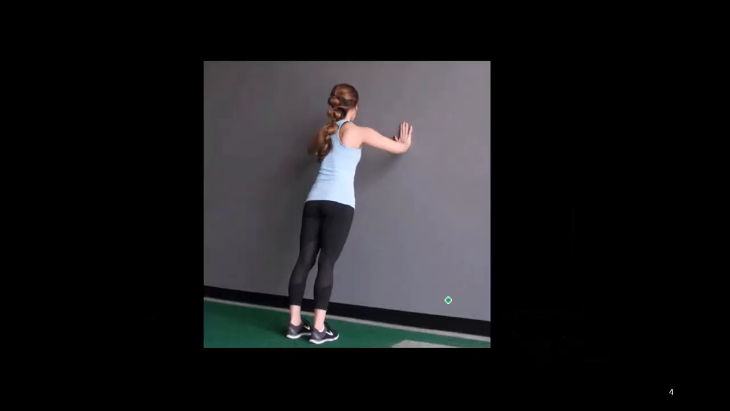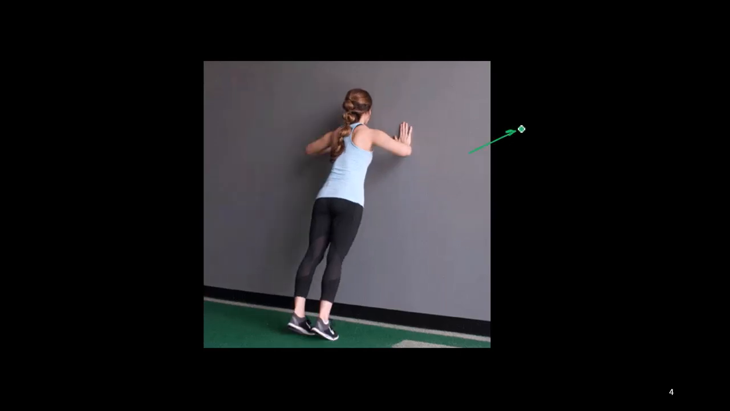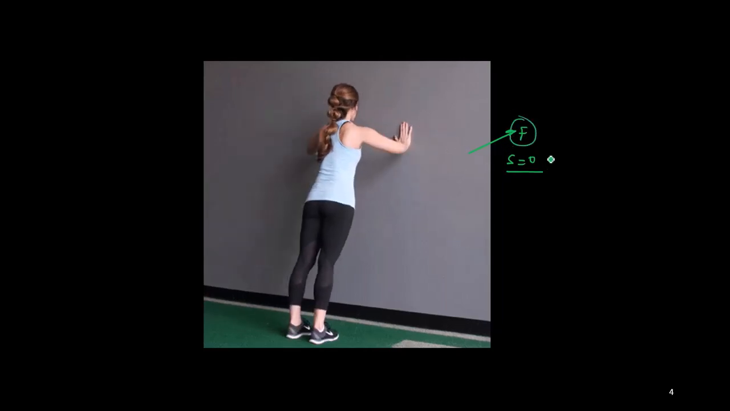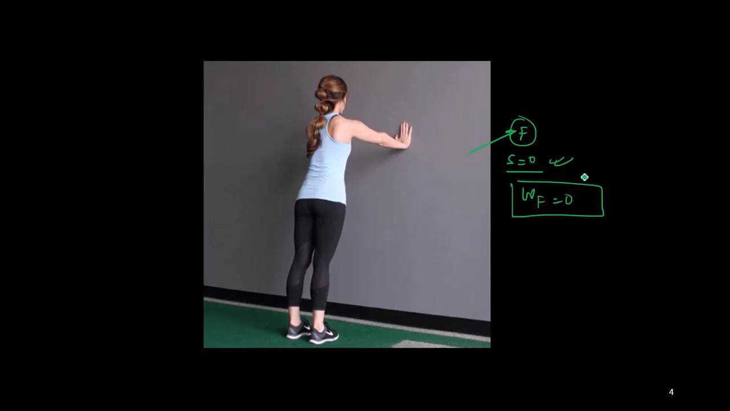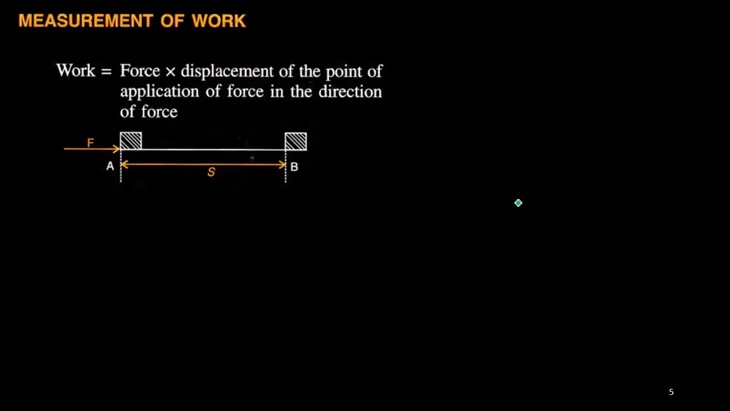Now in some situation, it may be possible that you are applying the force on the wall, you are applying the force in this direction, but the displacement is zero. So no displacement takes place. So one time applying the force, but there is no displacement. So what is the work done by the force? That is equal to 0. So if we apply the force and there is no displacement, then work done by the force is 0. So the proper definition of work is the force into the displacement of the point of application of the force in the direction of force.